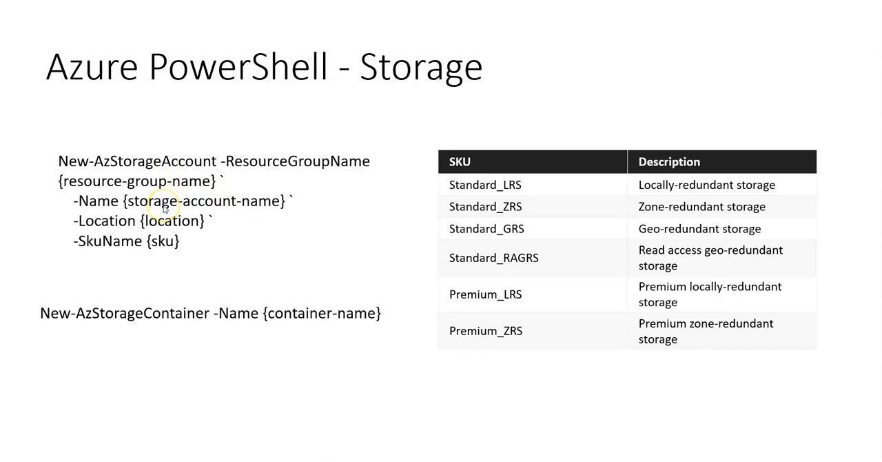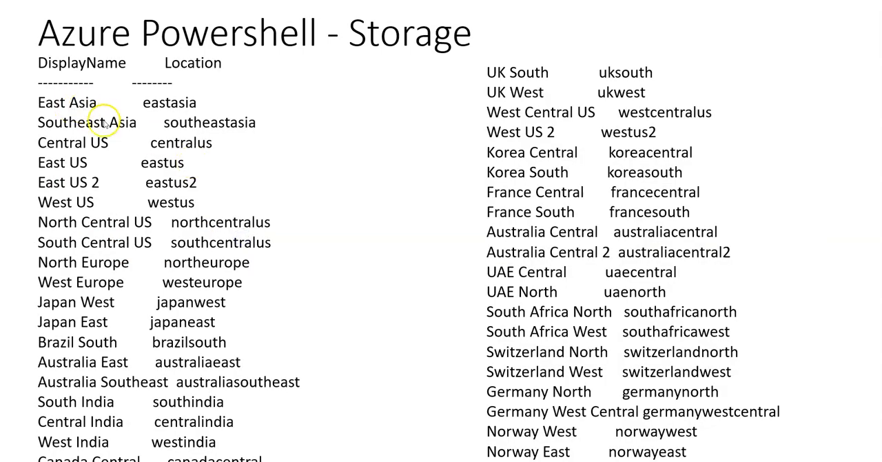And here there are various metrics or parameters that you can substitute. For example, if you take SKU name, which is a tier, whether you want to use a standard tier or premium tier. Under that, whether you want to use LRS, GRS or ZRS. So those types of parameters you can substitute under the SKU in the brackets. Similarly, location, you can see the various parameters available. For example, if you want to choose East Asia, then you have to use East Asia in the location format. These are the location formats that you can substitute in your commands.